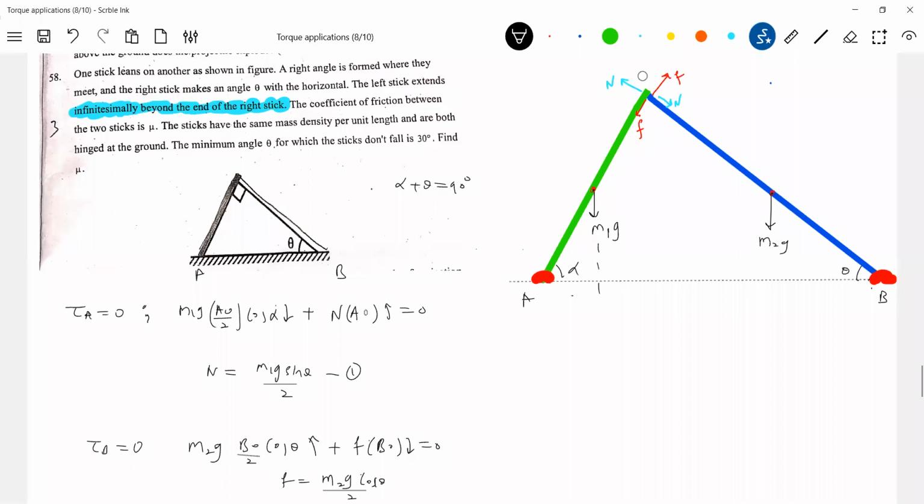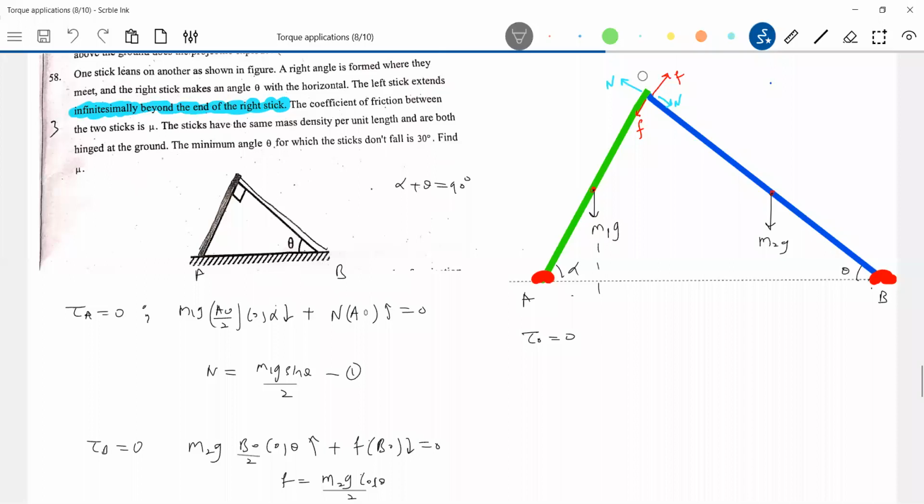Now what to do from here? Let's go for torque about O. Wall will set up torque only due to weight. So there will be a reaction force due to hinge, no, sir? Hinge A and hinge B.